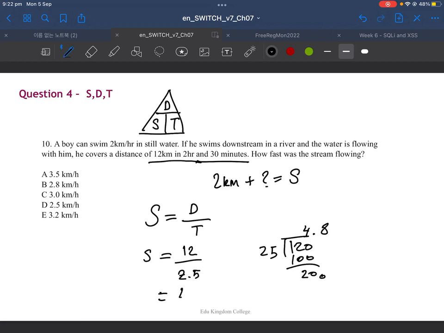8 times. So we know that the total speed that the boy and the river are traveling at is 4.8 kilometers per hour. Okay? But since we know that the boy can only actually travel 2 kilometers per hour, this 4.8 must be a combination, as the question said, of 2 kilometers plus, what's the other one? If the total speed is 4.8, the actual river speed must be 2.8 kilometers. So, how fast was the river flowing? 2.8 kilometers per hour. Okay?